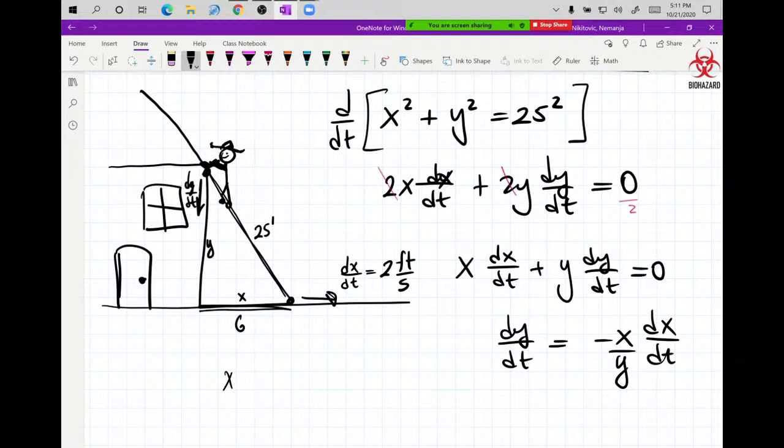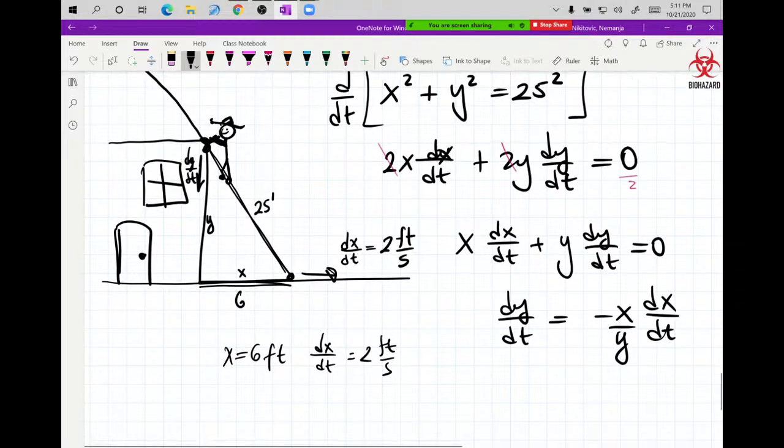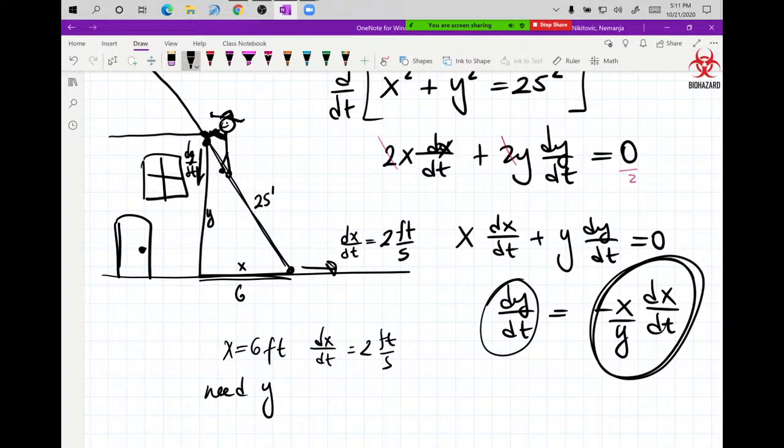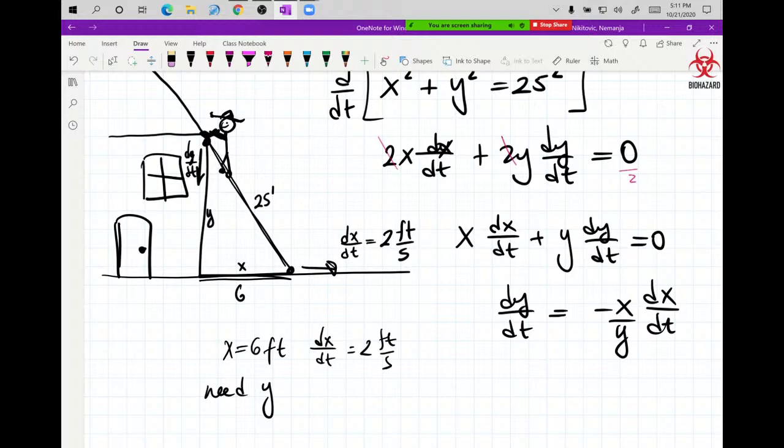Because look, you have your x equal to 6 feet. You have your dx/dt to be 2 feet per second. I'm just making these numbers up now. And I need y. That's the only thing that I need. And then I can plug those 3 numbers in here and come up with what I'm looking for, which is dy/dt.